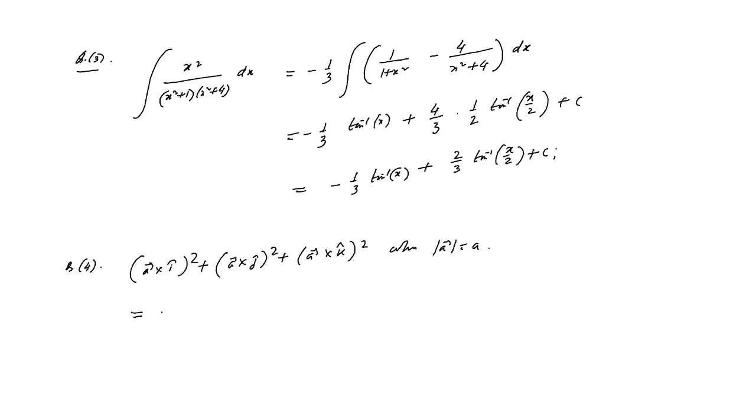So obviously the answer will be here. If you apply, vector a whole square equals vector a dot vector a.